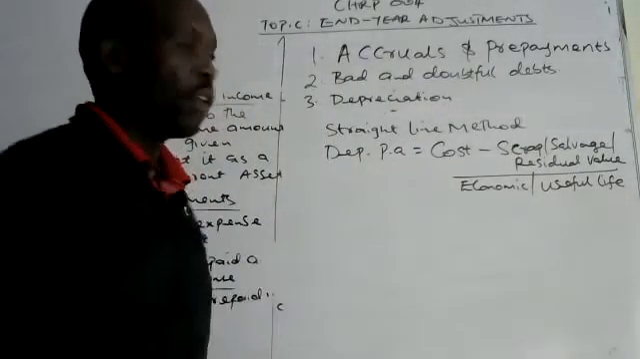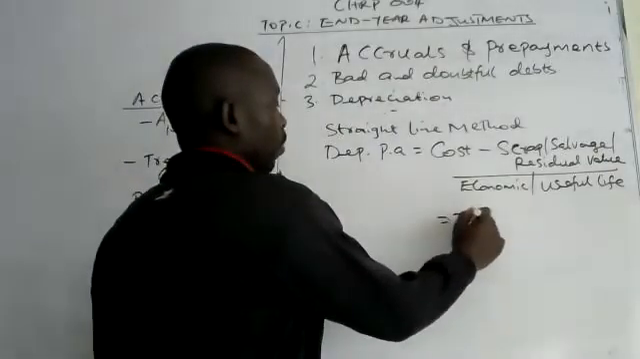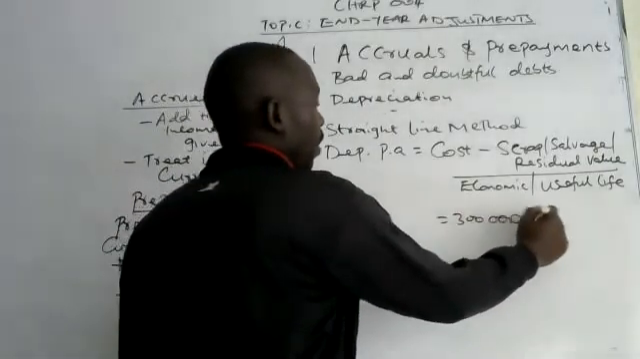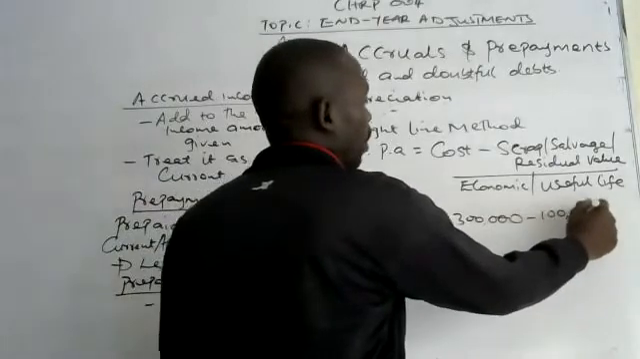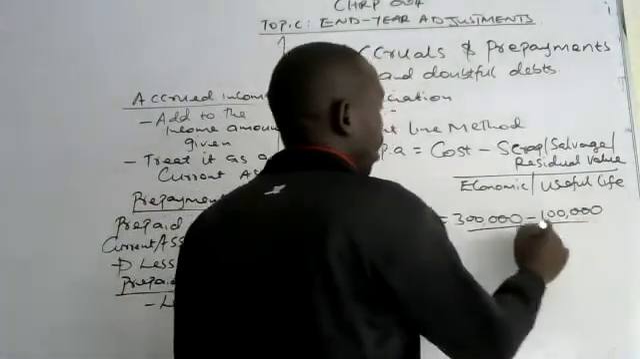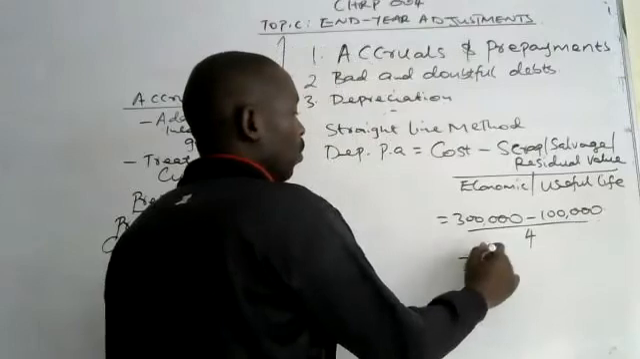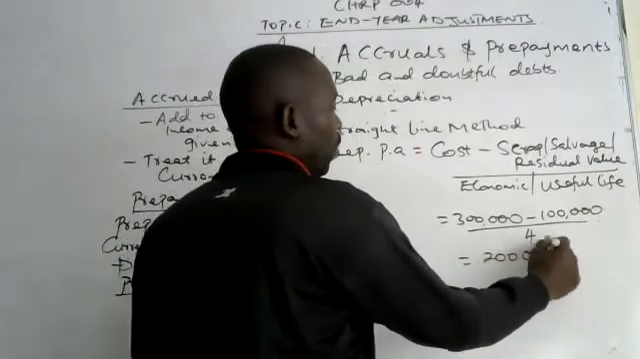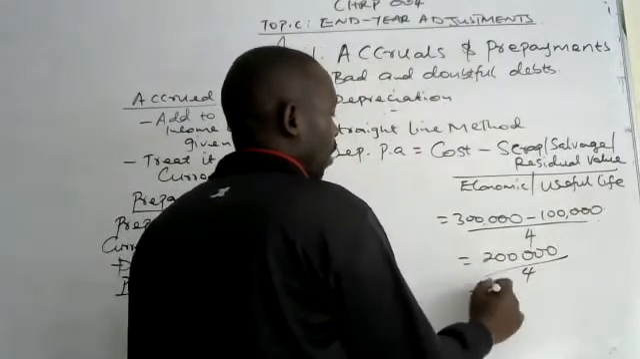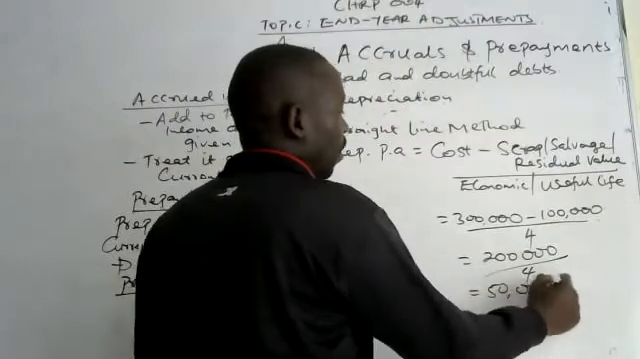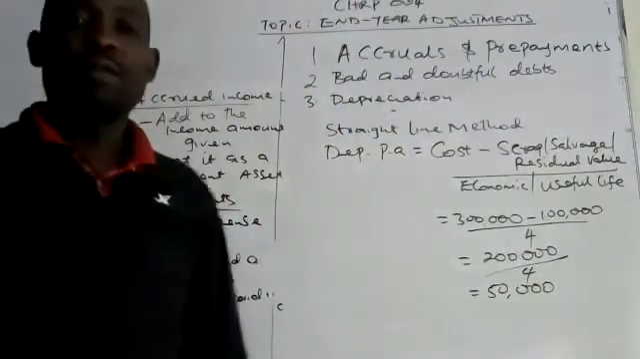Like in our case, the cost of that asset was 300,000. The scrap value was 100,000. Its useful life was 4. So we found it to be 200,000 divided by 4, and that's where we got 50,000 from.